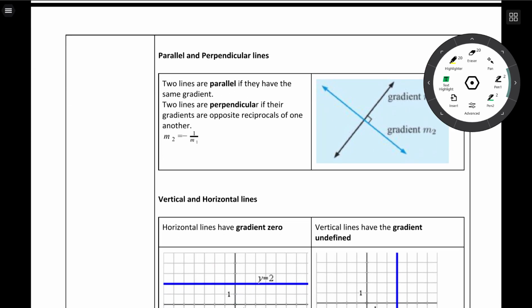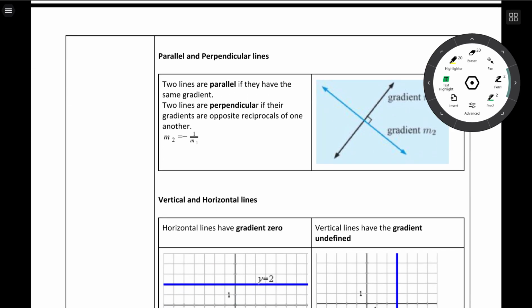Parallel and perpendicular lines. Okay, parallel and perpendicular lines, I remember what these are, but I'm going to highlight just to make sure there's anything else. Parallel lines have the same gradient. Perpendicular lines have gradients that are opposite reciprocals to each other. And this is actually a really common thing that we need to address whenever we're looking at IB exams. We love to look at bisectors. So, to make not bisectors, but perpendiculars.